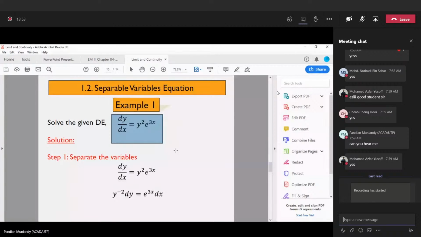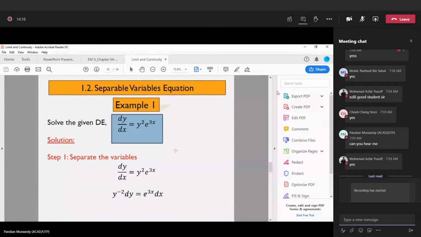dy/dx equals y squared multiplied by e power 3x. First, you must confirm that this is separable. You must know this is separable. That is the first thing.